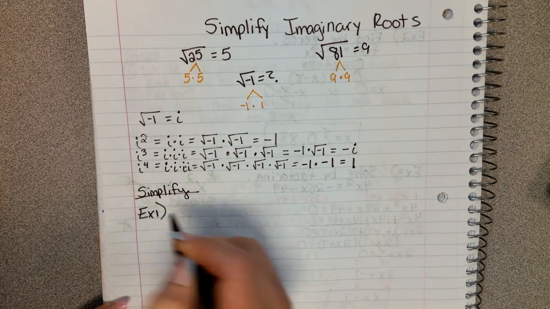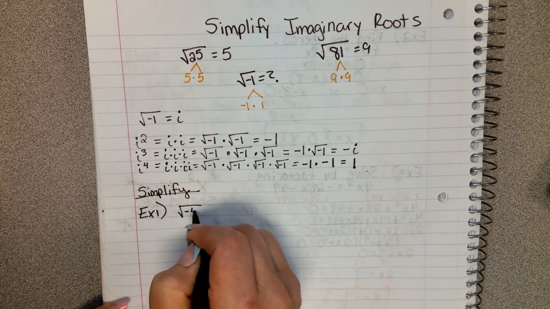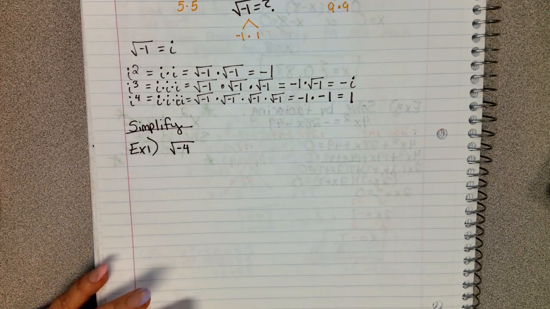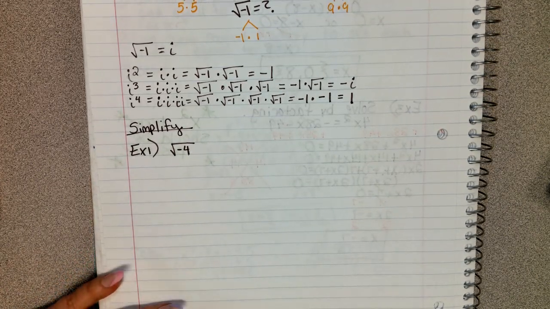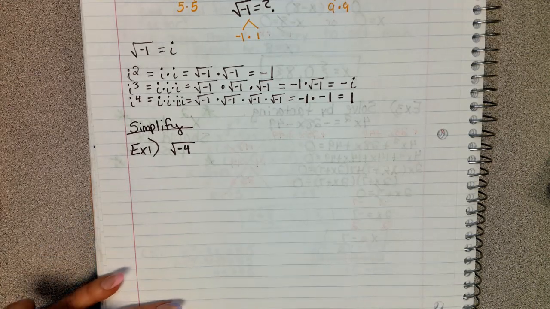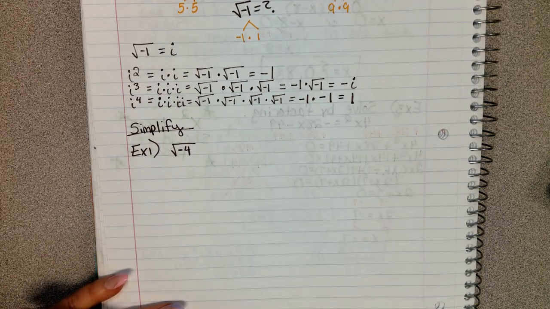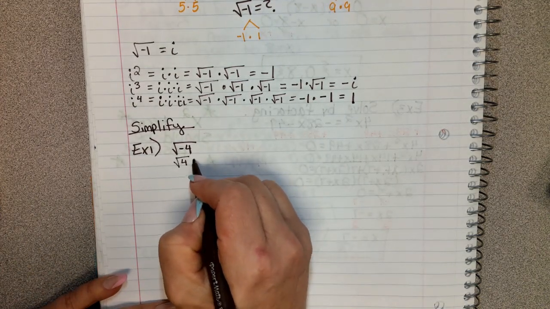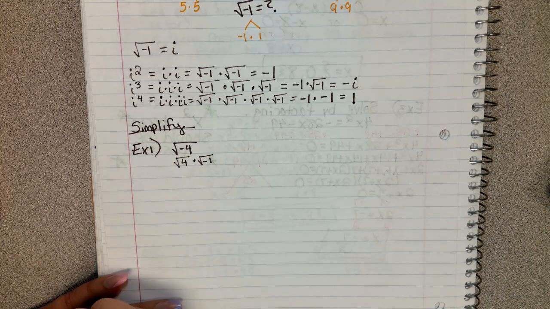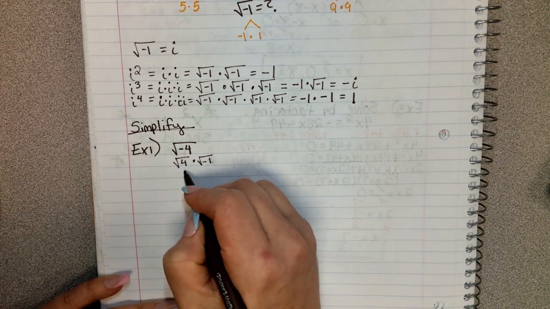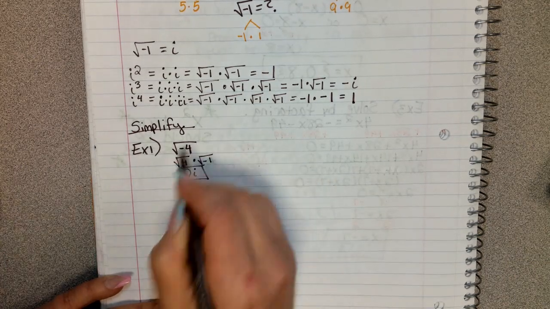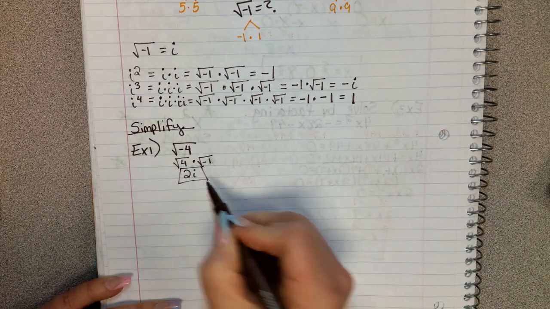Example 1. Let's say we're given the square root of negative 4. Now, we know the square root of 4, but are there two numbers that are exactly the same that when you multiply them you'll get negative 4? No. But you can get negative 4 by multiplying the square root of 4 times the square root of negative 1. All right, well, the square root of 4 is 2. The square root of negative 1 is i. So the square root of negative 4 is 2i.